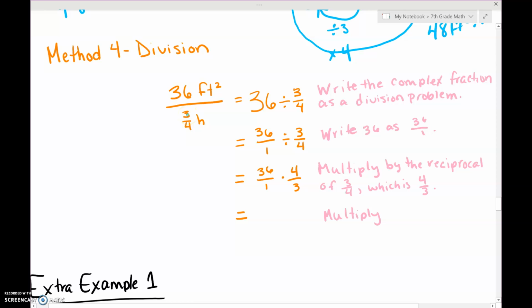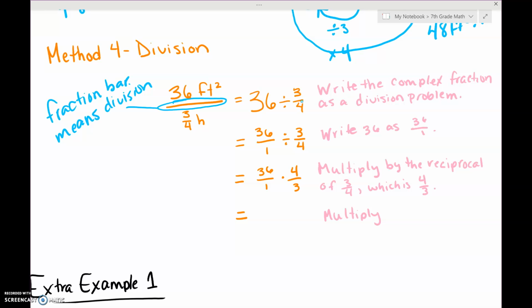What does that fraction bar mean? This fraction bar right here means division. So I can rewrite this whole problem as a division problem: 36 divided by 3/4. Uh-oh, I can't do this. Oops, I wrote something wrong here. I have to rewrite 36 over 1 because I need to have a fraction and not a whole number.